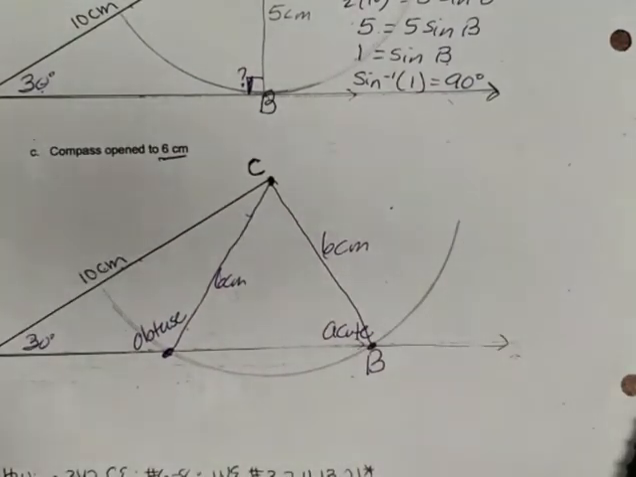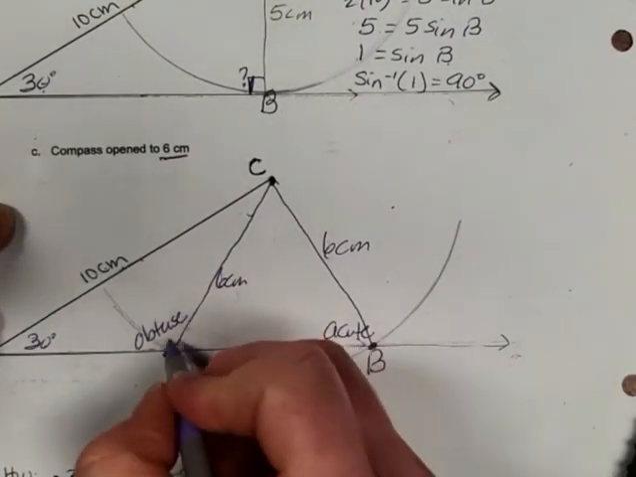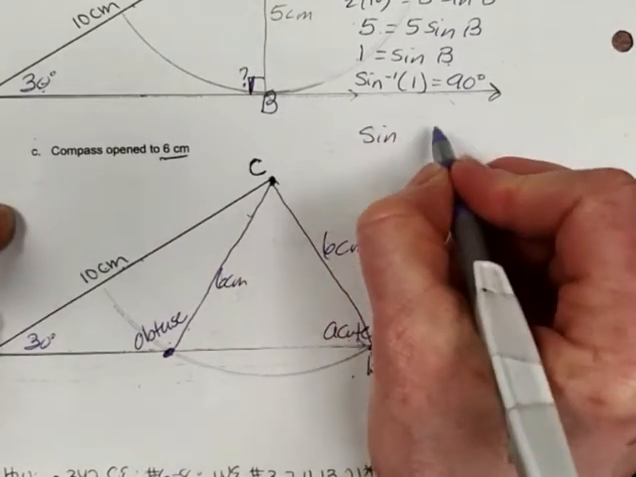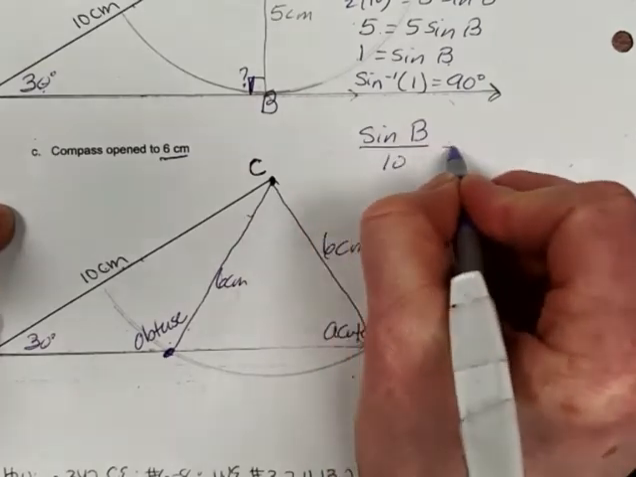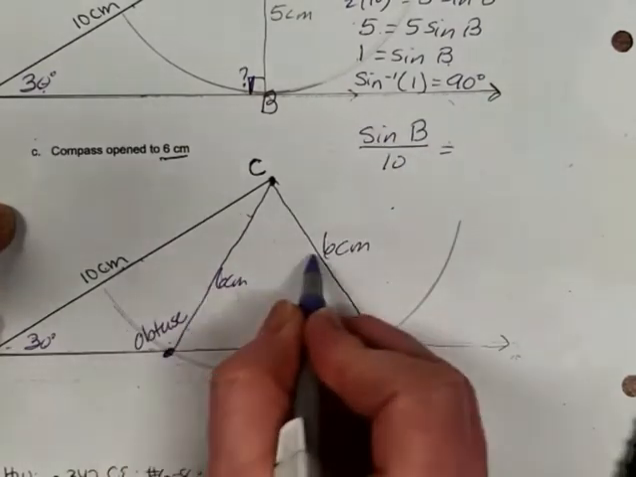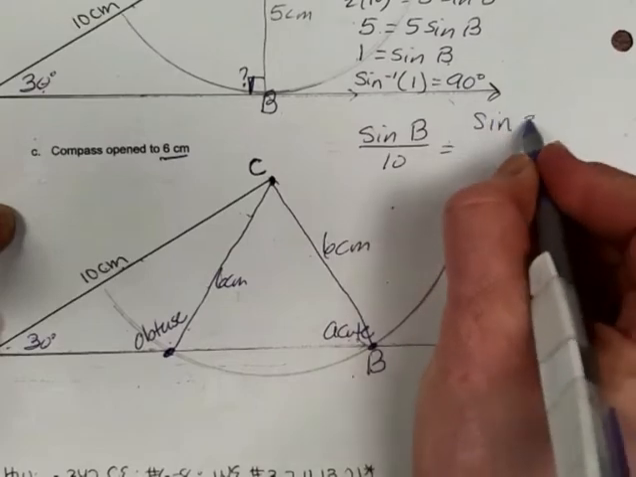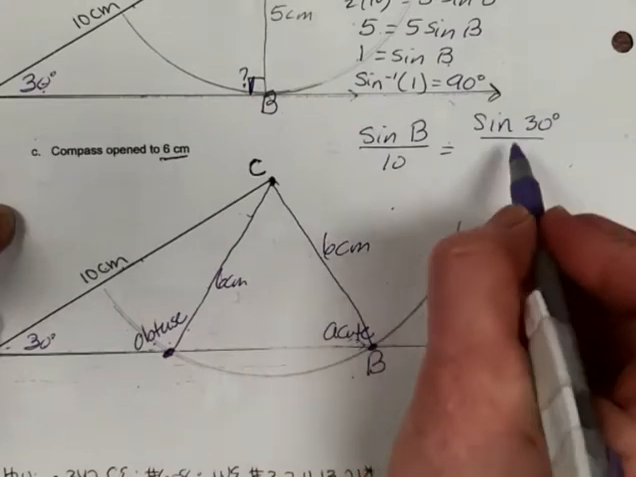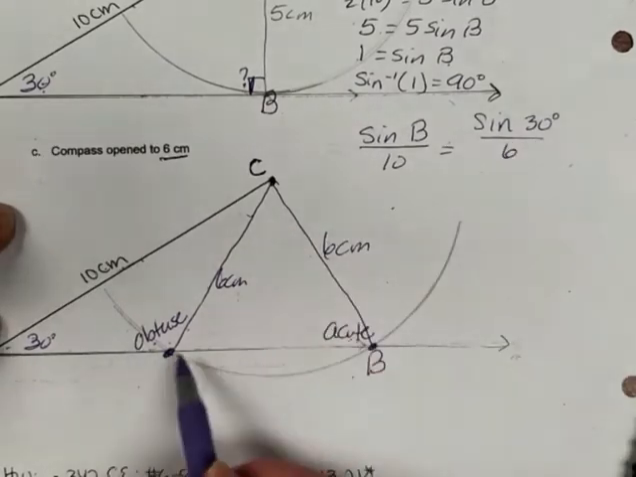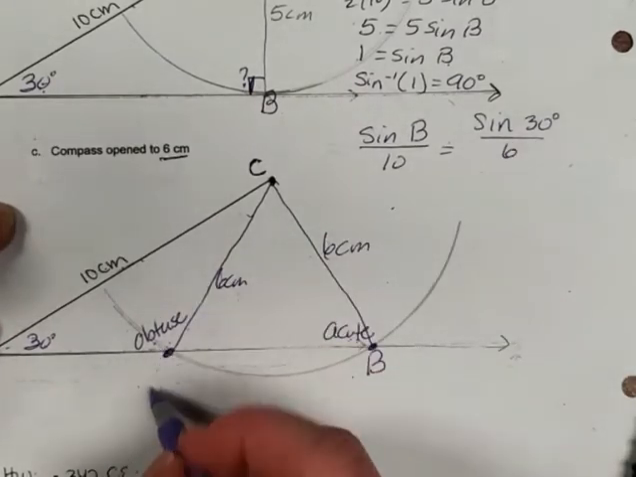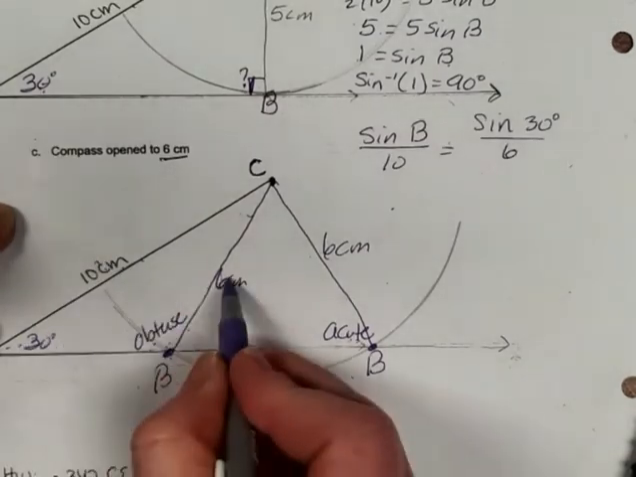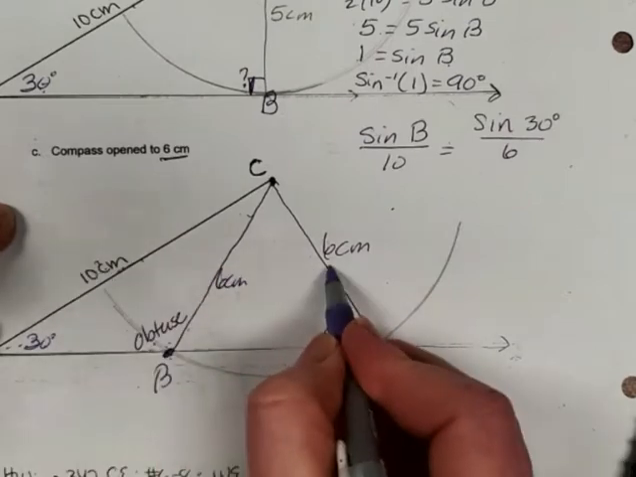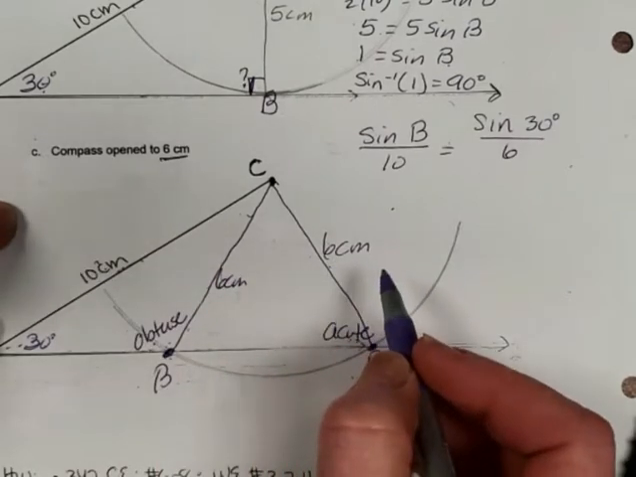So to do that, we're going to say the sine of this, let's do this one first. The sine of this angle is to 10. Sine of angle B is to 10, as the sine of 30 degrees is to 6. Now whether I'm solving for the acute angle or the obtuse angle, I still have to set the same ratio up. Sine of angle B is to 10 as sine of 30 is to 6 on this triangle. So you're just looking at 2 different triangles.